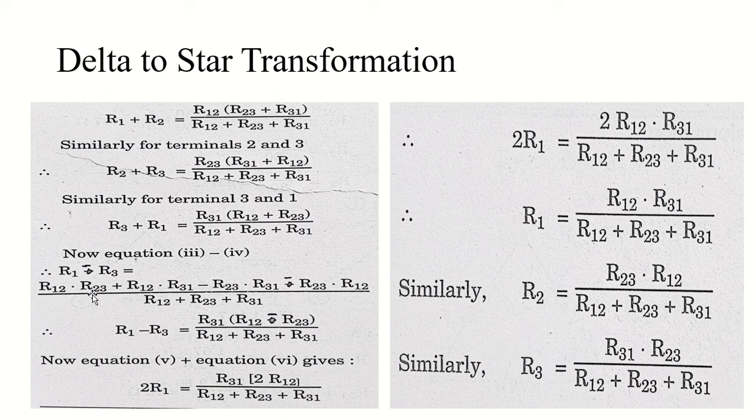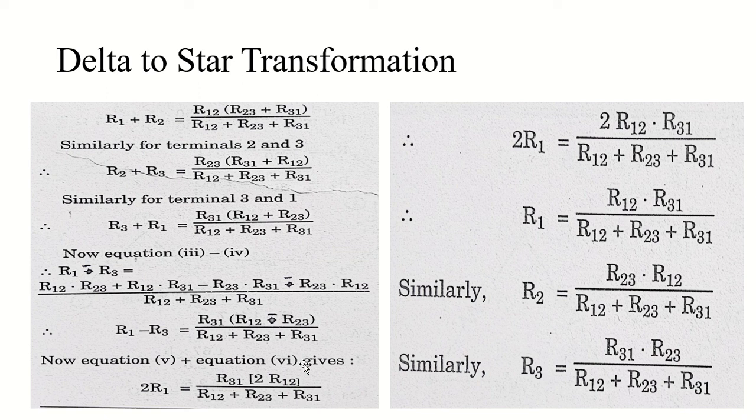So here we have R12 R23 plus R12 R31, again R23 R31 R23 R12. Now again see R12 and R23 and R12 and R23, they are getting repeated. So what we will do, we will cancel them out. When we cancel both of them out, we will be left with R12 R31 minus R23 R31. So here we have R31 in common, so we will take it outside. So R31 in bracket R12 minus R23, divided by the denominator as it was.